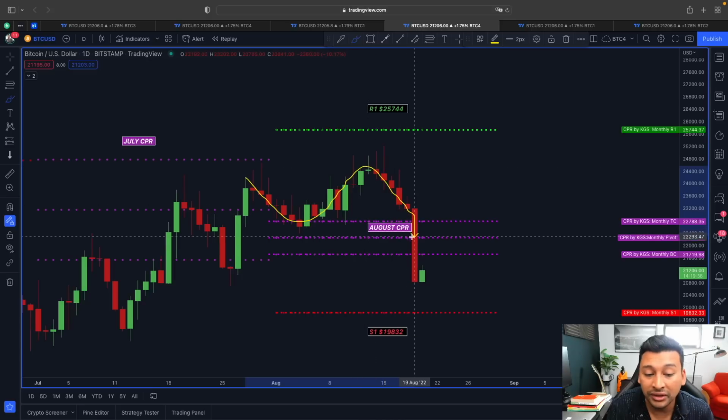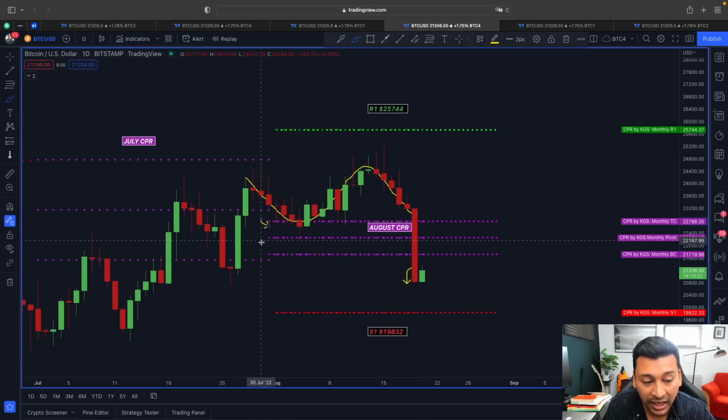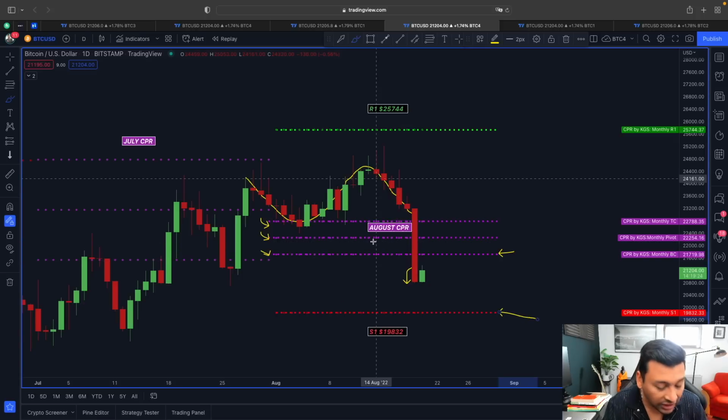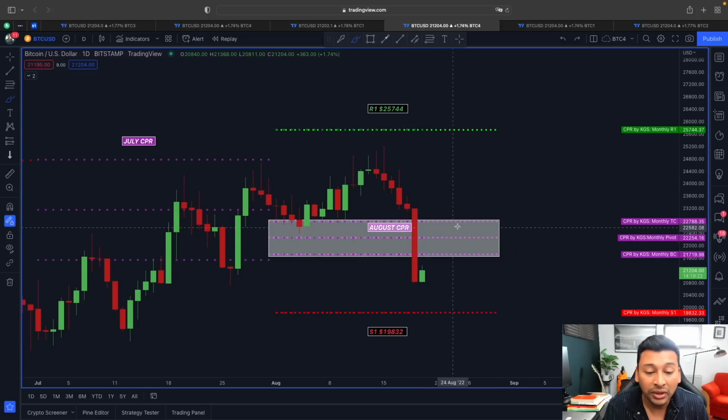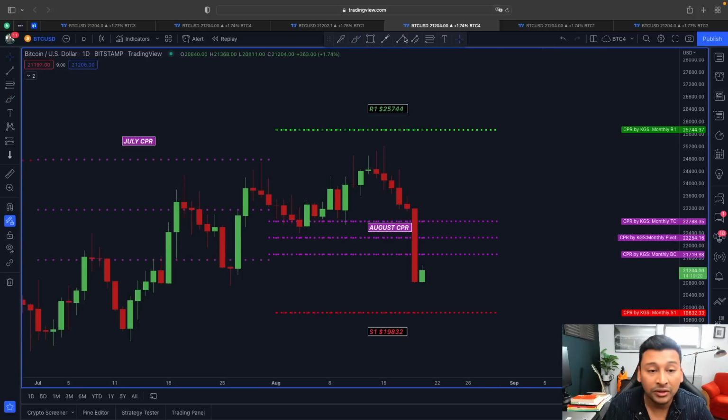But now this candle has clearly broken the support from the top CPR line, central CPR line, even the bottom CPR line, and now we are between the bottom CPR line and the monthly S1 line. So according to this CPR indicator, the bottom CPR line is going to be acting as a very strong line of resistance around the 21,500, 21,600 range.